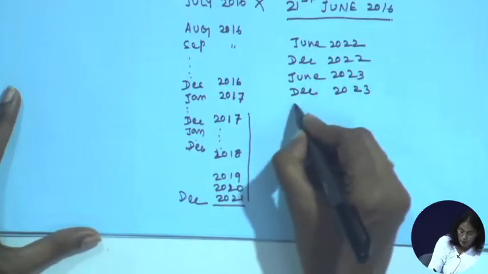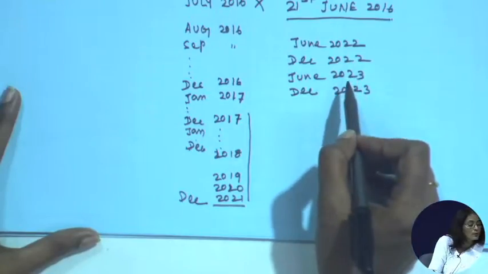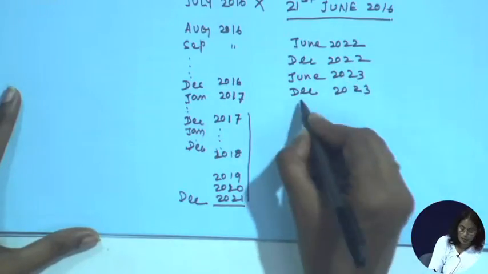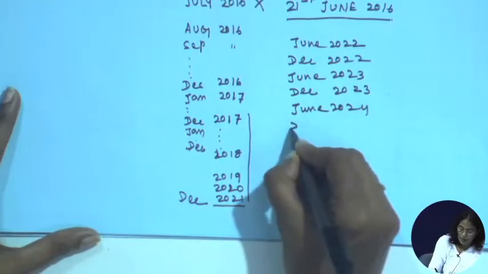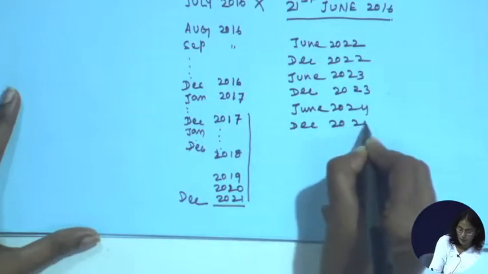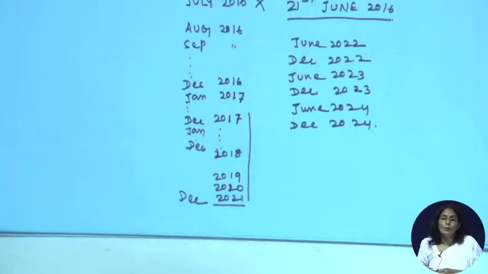December will be added 9 years forward, so you'll have the June 2024 contract and December 2024 contract. So at a given point of time, this many futures contracts will be available for trading to a trader. Of course, if there is no buying and selling interest, some contracts may not trade.